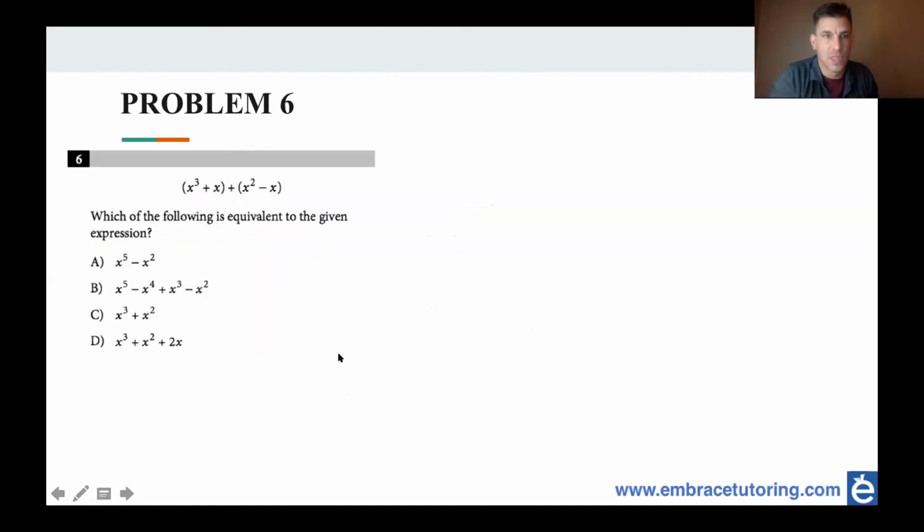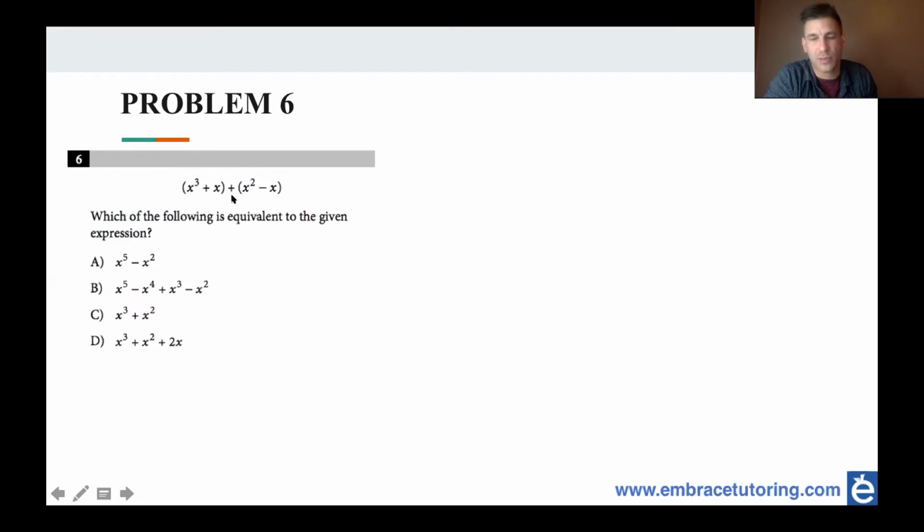Right, awesome. Which of the following is equivalent to the given expression? Well, without overthinking this, I see all of my answer choices have x to the fifth, x to the second, x to the fourth, etc. And I see up top here, it looks like I'm just simplifying. And I have x to the third plus x to the second minus x. Well, I want to simplify this.